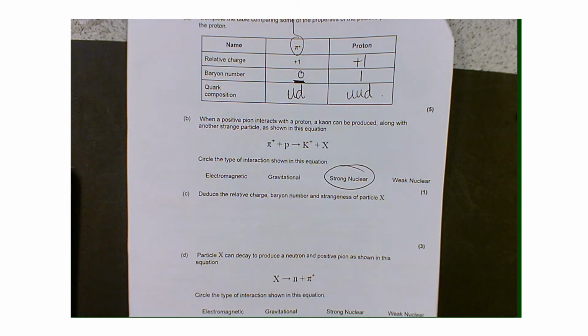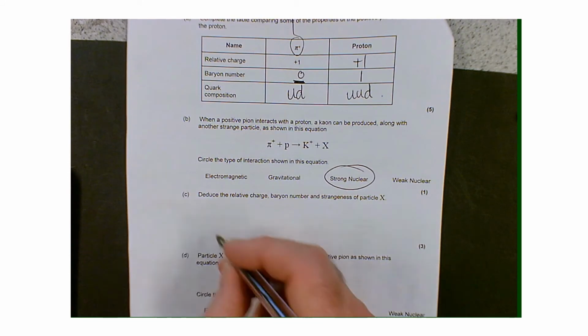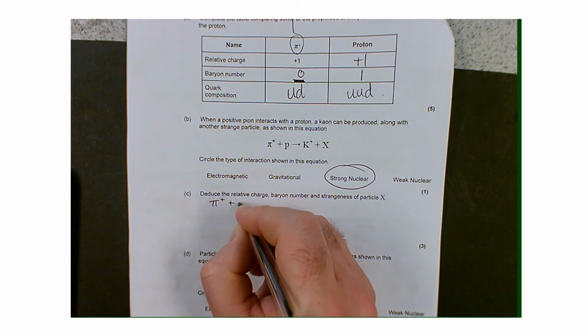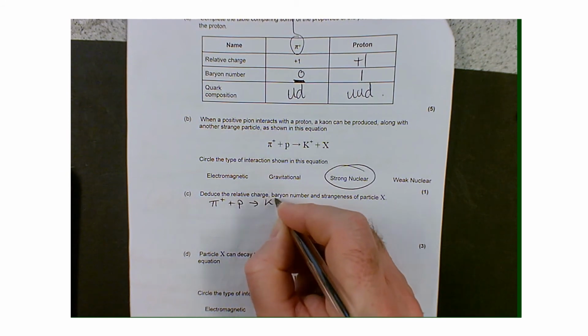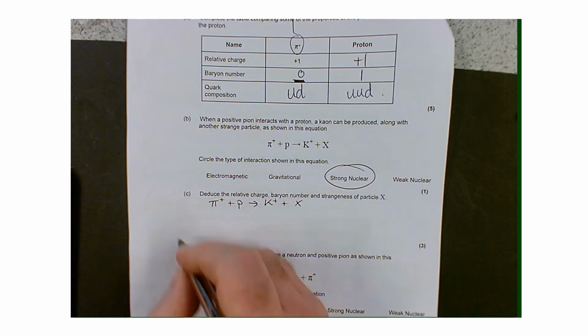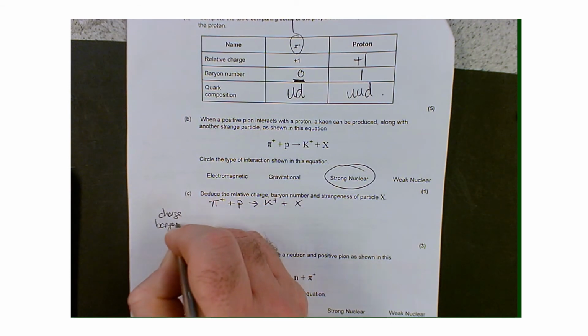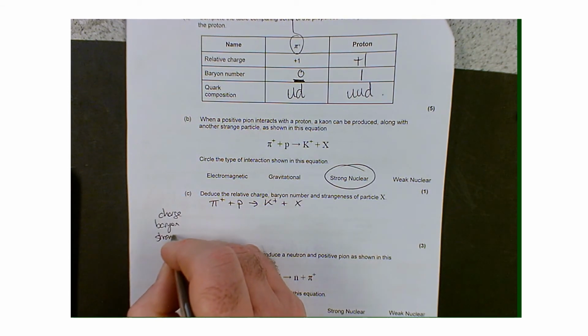Okay, next we have to deduce the relative charge, the baryon number, and the strangeness number of the particle X. So I'm going to just write this down: pi plus plus the proton to give me the kaon plus X, and I've got charge, I've got the baryon number, and I've got the strangeness number.